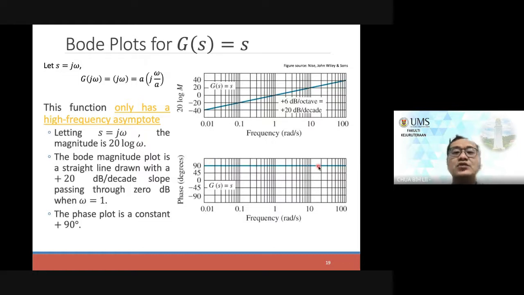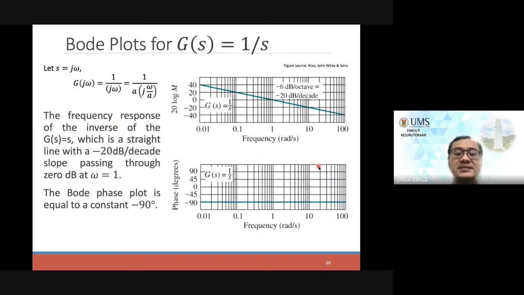As you would expect, 1 over S is the reverse form of S, therefore the magnitude will continue to decrease, and with no low frequency segment, it goes down all the way, right? And for the phasor diagram, only minus 90.